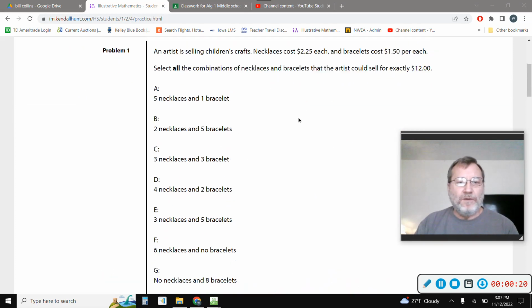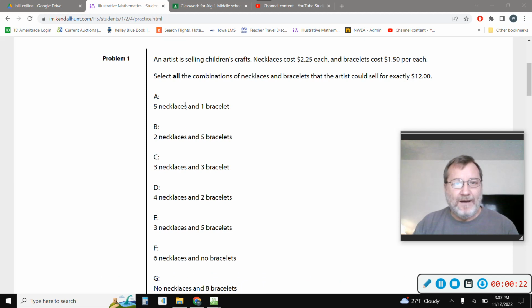So we've got a whole bunch of options that we have to check to see if each one works. An artist is selling children's crafts. Necklaces cost $2 1/4 each. Bracelets cost $1.50 each. Select all combinations of necklaces and bracelets that the artist could sell for exactly $12.